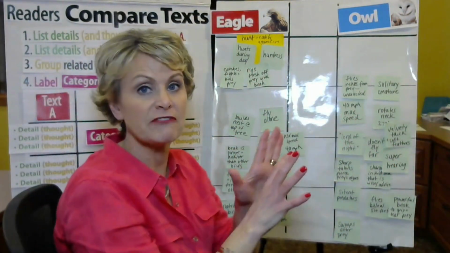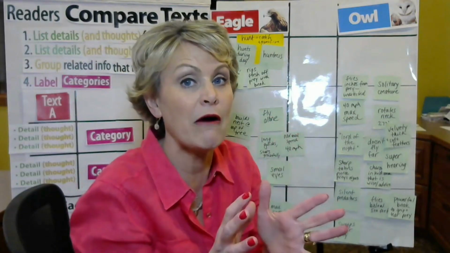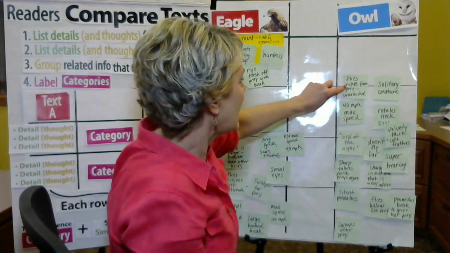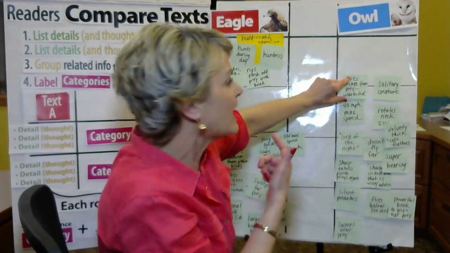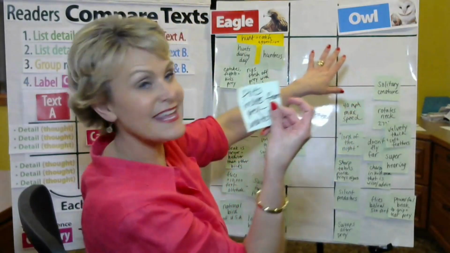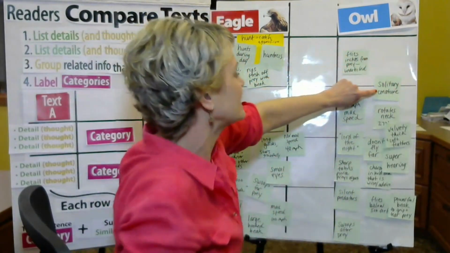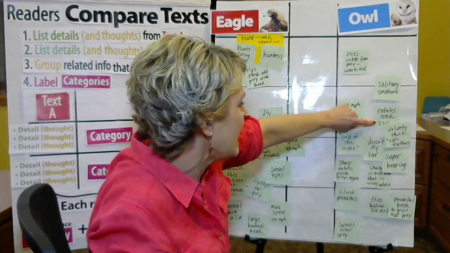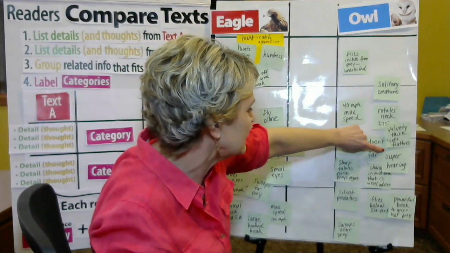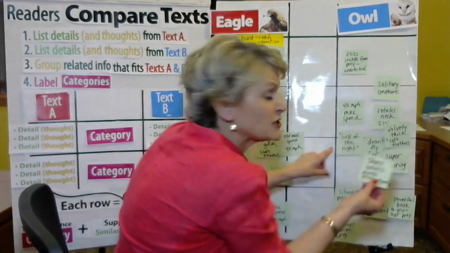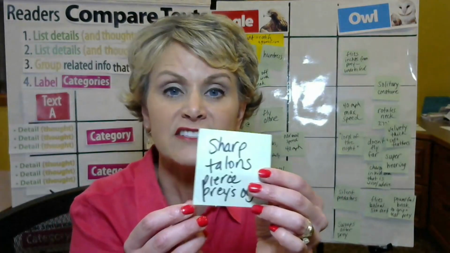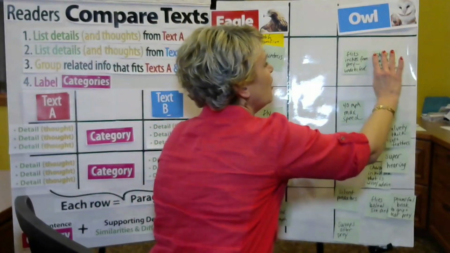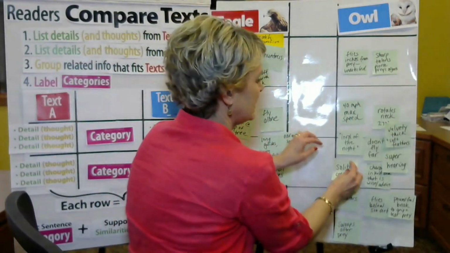I'm looking in particular for any detail about how an owl hunts for its prey. Okay, flies inches from its prey undetected. Oh yeah, that's going to work for me. Solitary, 40 miles an hour, rotates the neck, super hearing. Sharp talons pierce the prey's organs. So it's going after the prey, and those toes, those claws, pierce it.